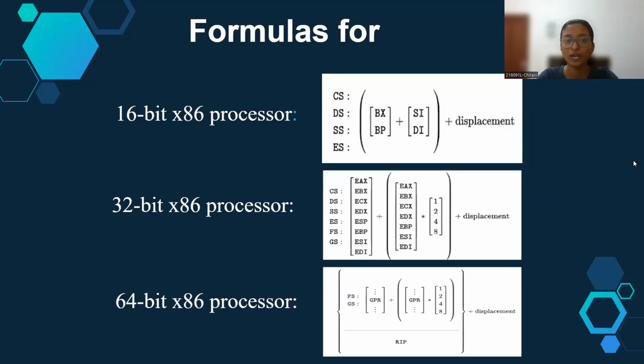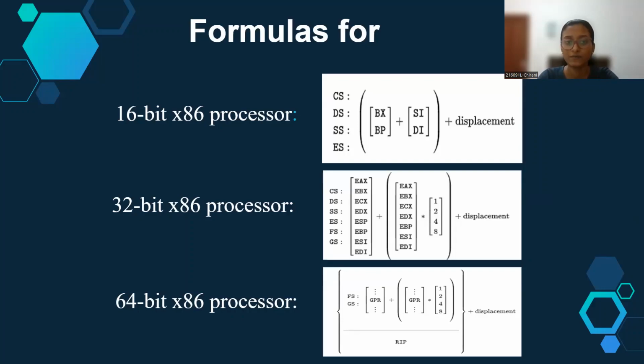These are the formulas for 16-bit, 32-bit, and 64-bit x86 processors. Instruction relative addressing in 64-bit code is RIP plus displacement. RIP is the instruction pointer register, which simplifies the implementation of position-independent code.